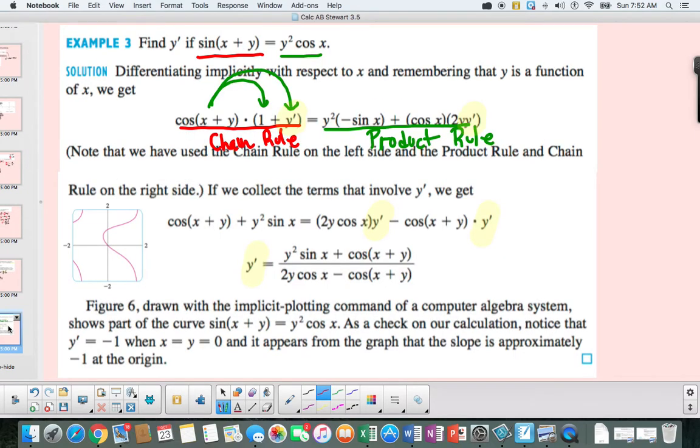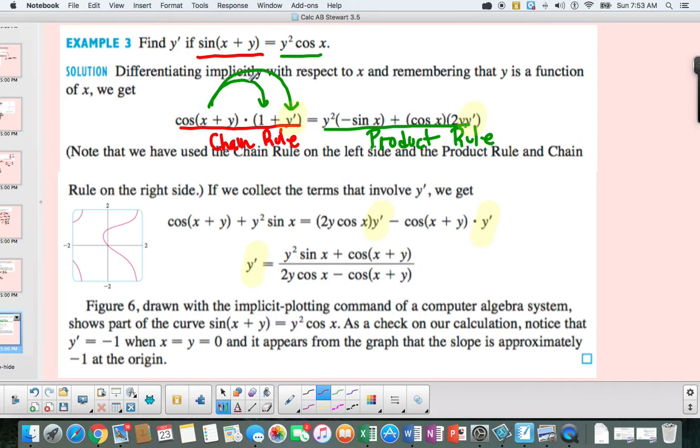All right, here is another example. You might want to stop the screencast to take a look at it. But the derivative of the first part is going to require the chain rule, and here's that y prime showing up, treating y as a differentiable function in x. And the right-hand side, we're going to use the product rule, and again, the y prime shows up here.